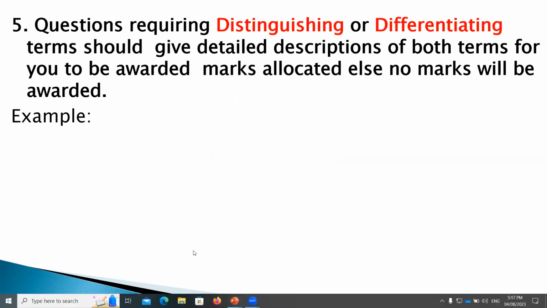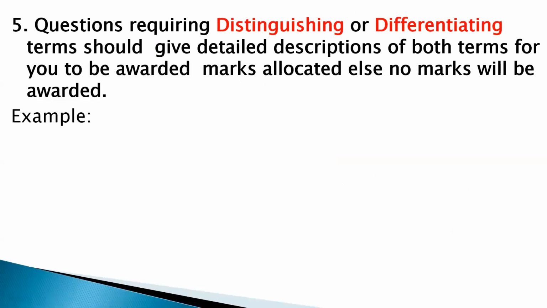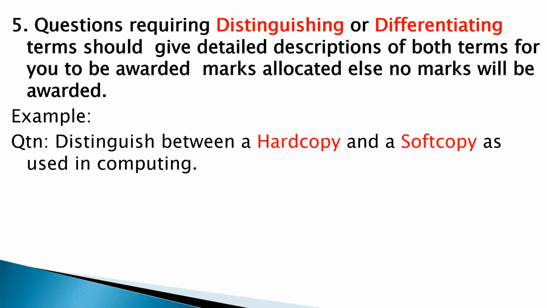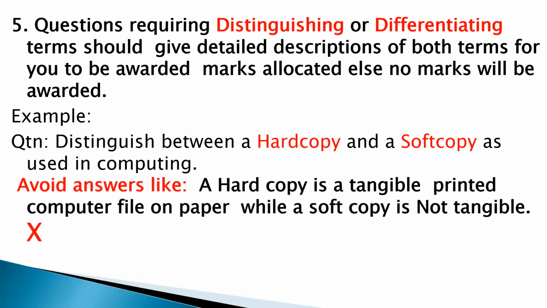The other tip is for questions that require distinguishing or differentiating some given terms. You should ensure that these terms are both defined or explained clearly so that we get a clear meaning. For example, if I say distinguish between hard copy and soft copy as used in computing, you may have to avoid answers like, hard copy is a tangible printed computer file on paper, while soft copy is not tangible.